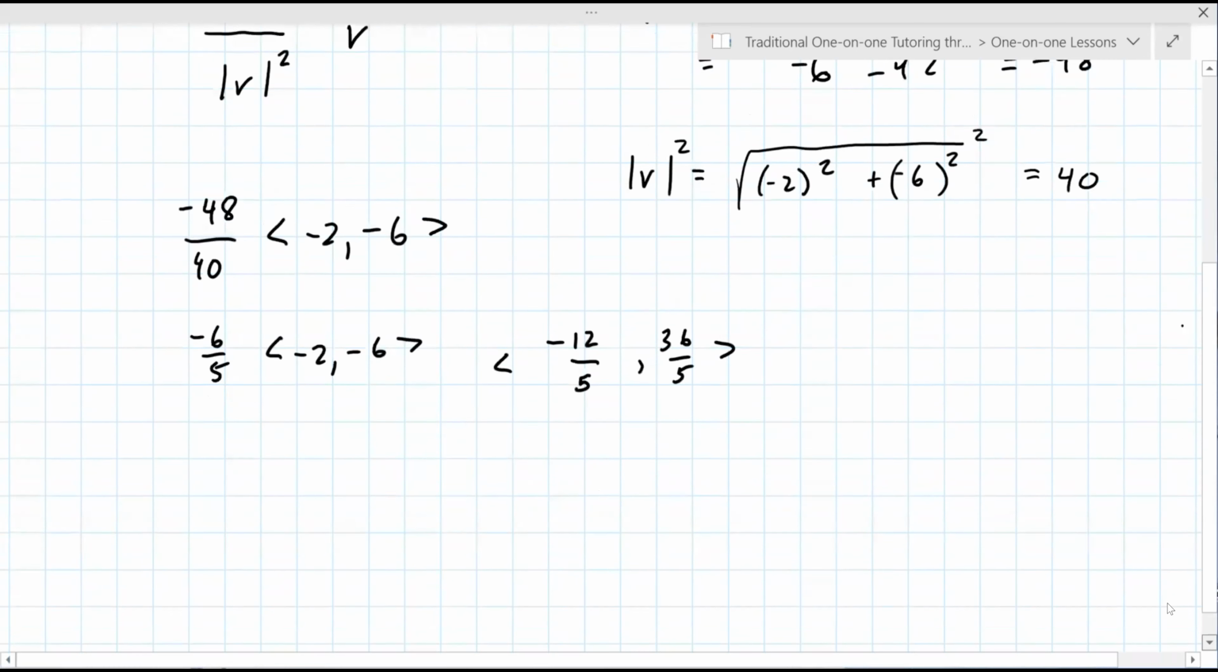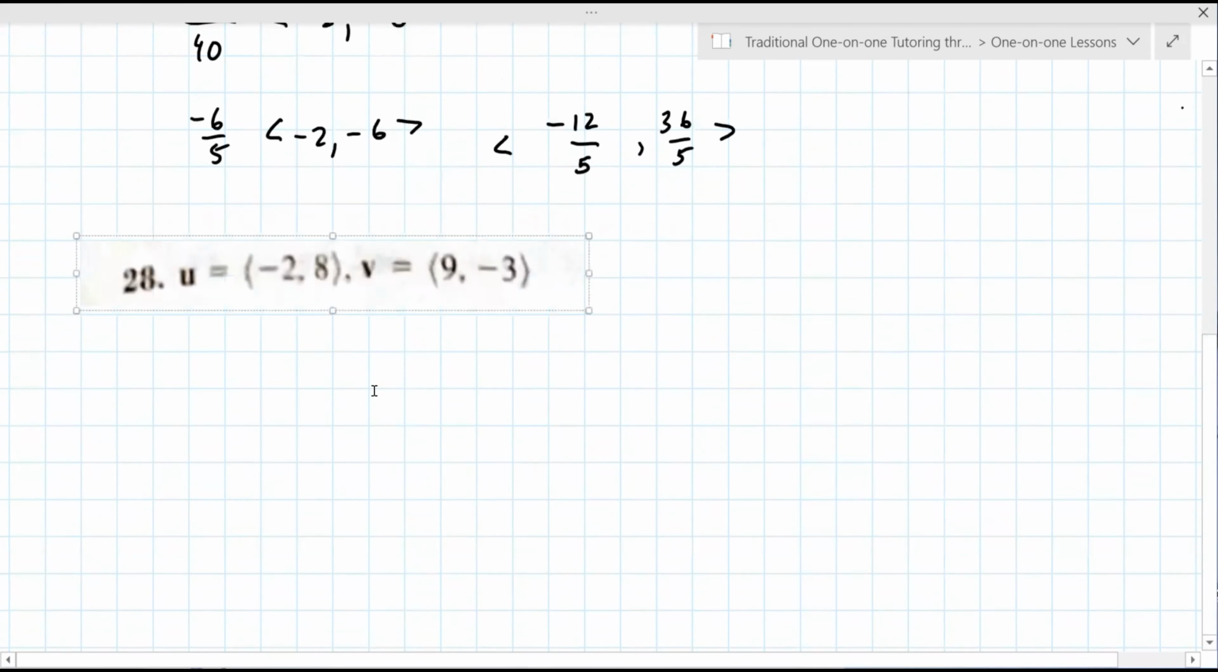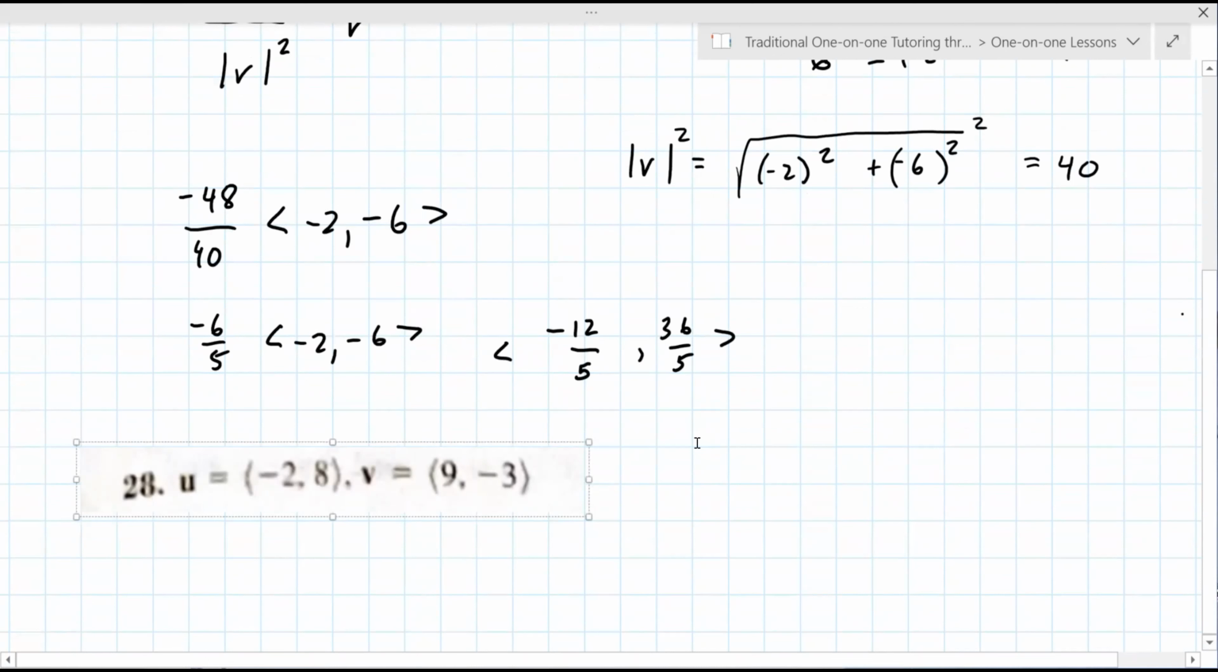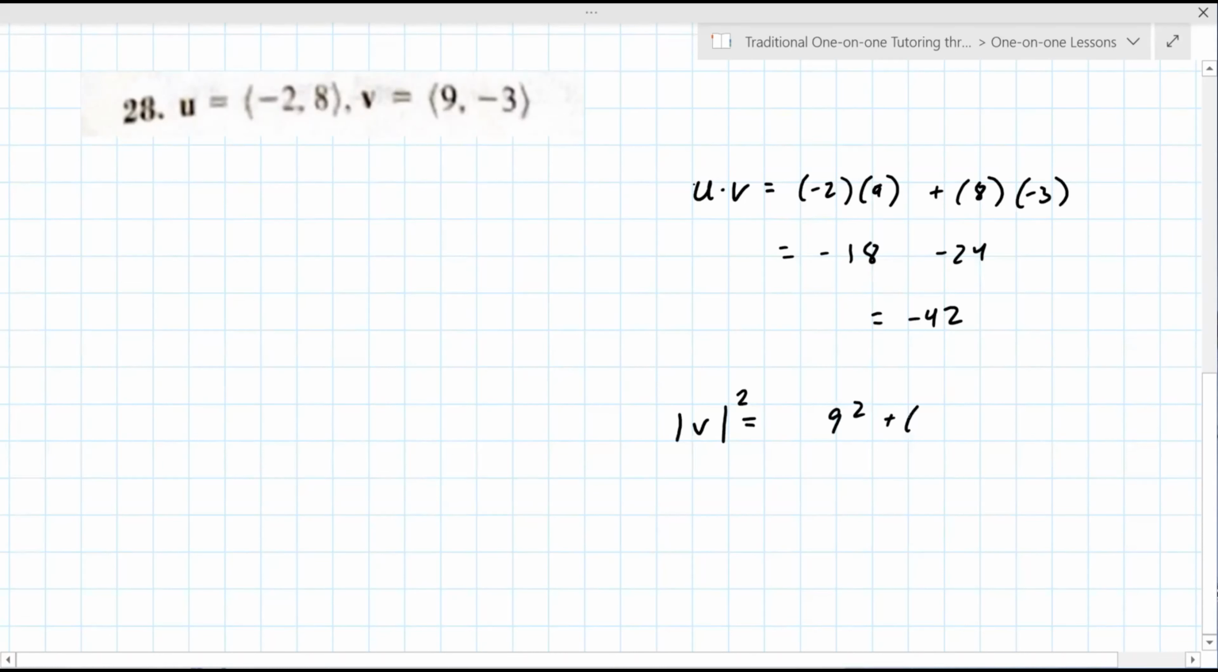The projection physically has an important meaning. It's like how much of one vector is in the direction of the other, which is what this is trying to express here. So again, you need to first find the dot product. -2 times 9 plus 8 times -3, that's -18 minus 24, so -42. And then you need the magnitude of V squared. So it's 9 squared plus -3 squared, 81 plus 9, so you get 90. So that's -42 over 90 times 9 comma -3.